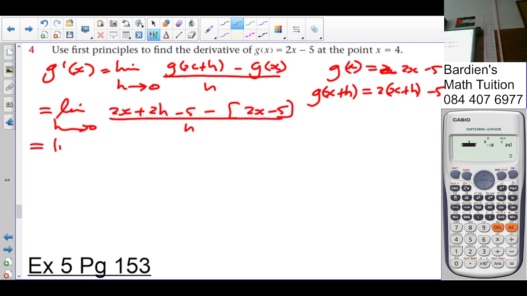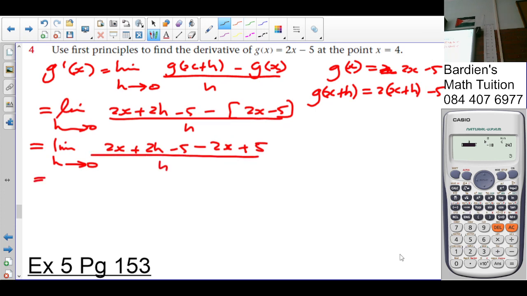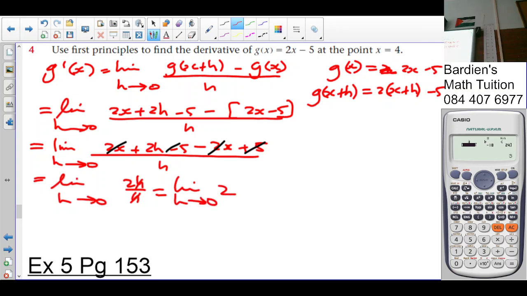Get rid of the bracket, so it's the limit as h approaches 0 of 2x plus 2h minus 5 minus 2x plus 5 all over h. So that cancels, this cancels. So we're left with the limit as h approaches 0 of 2h over h. So the h is cancelled. So as you can see, the limit as h approaches 0 of 2. There's no way that I can substitute 0 into the h. There's no h. So what's my gradient? Therefore it is just 2.